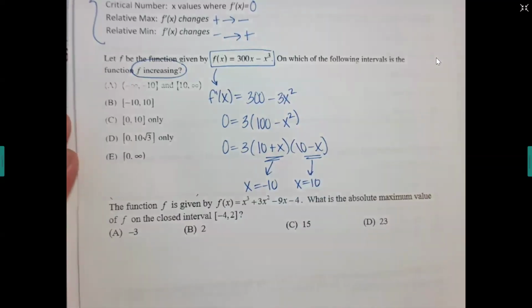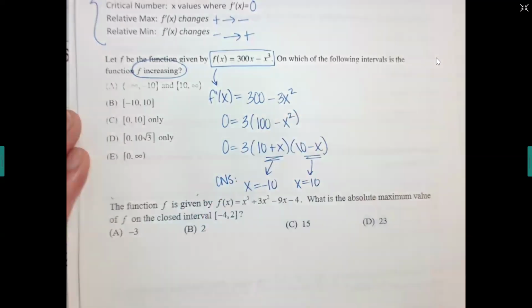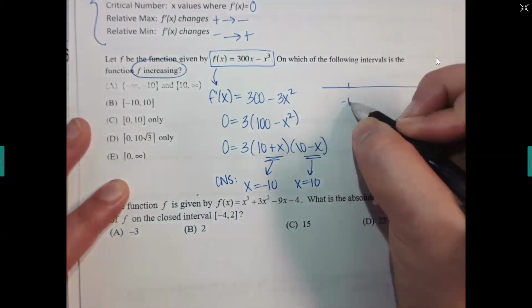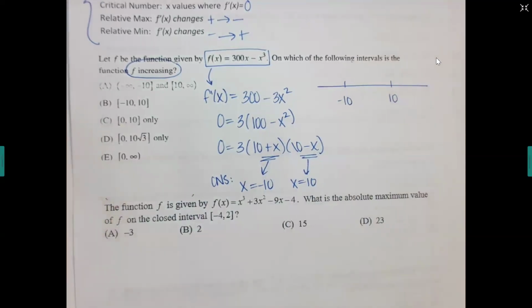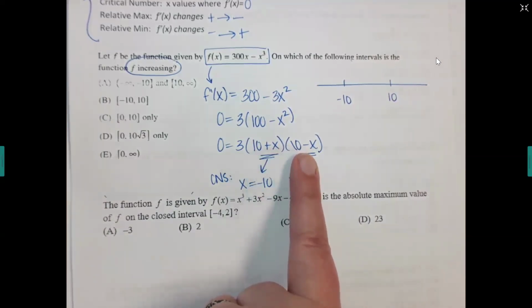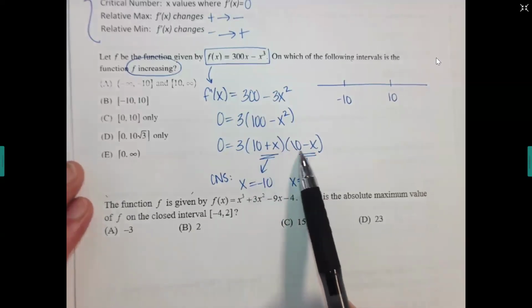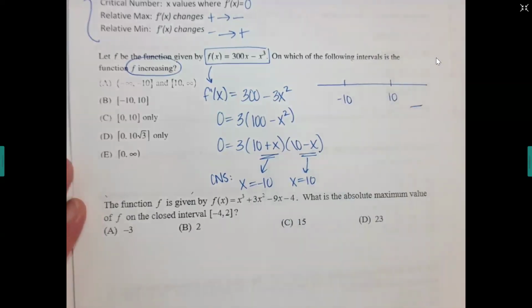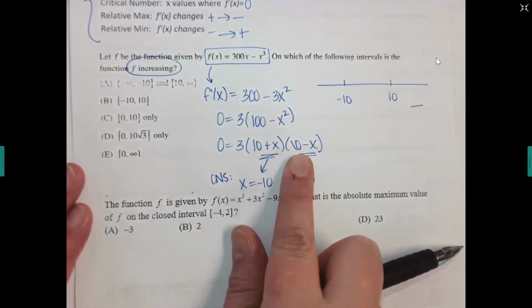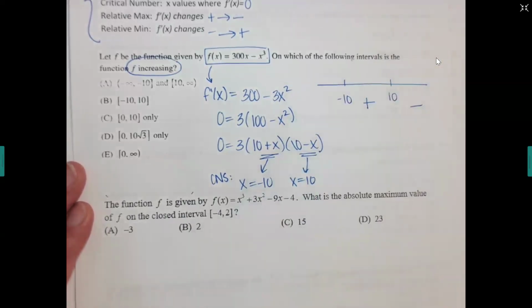Okay, remember, once you have your critical numbers, you're going to put them on a number line. And then you're just looking for the direction that the signs will change. So let's put -10 here, +10 here. For any number bigger than 10, 12 for example, 10 plus 12 is positive. What would 10 minus 12 come out to be? Negative. Between them, let's pick 0. 10 plus 0, positive. 10 minus 0, positive. So two positives keep it positive.